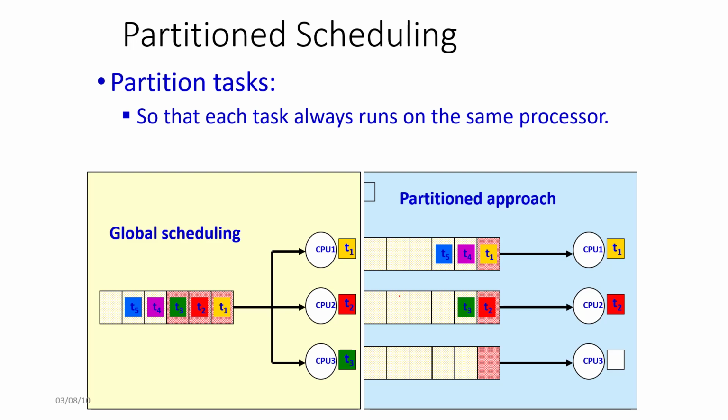So the first idea is partitioned scheduling, where we partition the tasks so that each task always runs on the same processor. This is more like a static assignment, where we make a static mapping for a task. Recall that if it's a periodic task, multiple jobs will keep coming one after the other. So this is a static assignment.